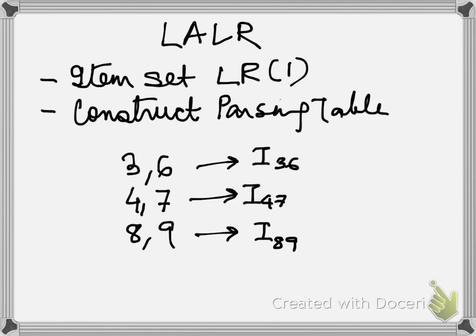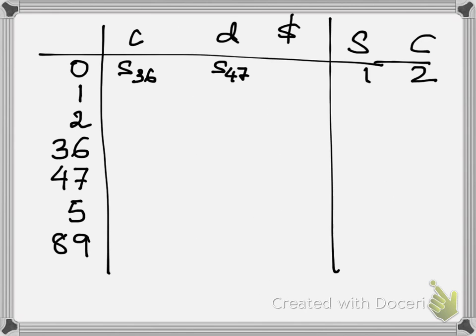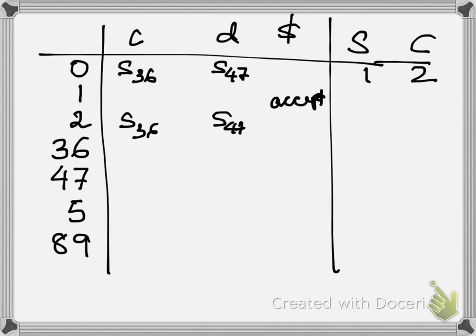Then for 1 we have S6. So 6 is not there, so 3,6. 7 is not there anymore, so 4,7. For 2, it would be S3,6 and S4,7. For 1, dollar is accept. Then for 3,6, that is 3 or 6, we will write the same. For 3,6, it is 3, so we will write S3,6, and this was 4, so we'll write S4,7.